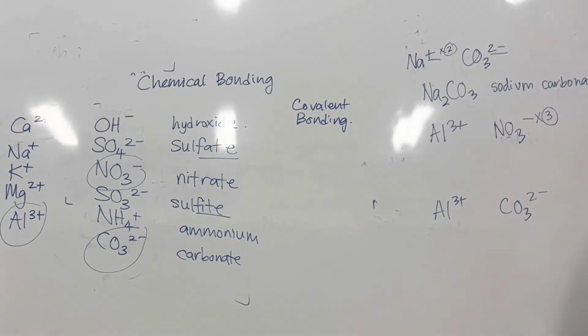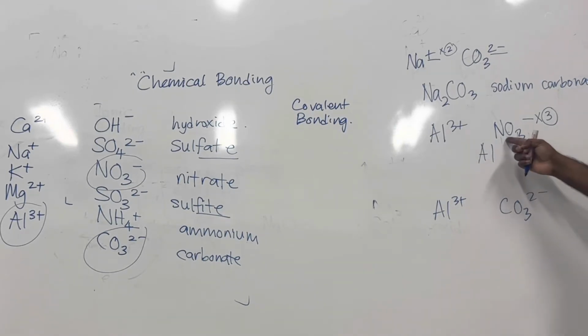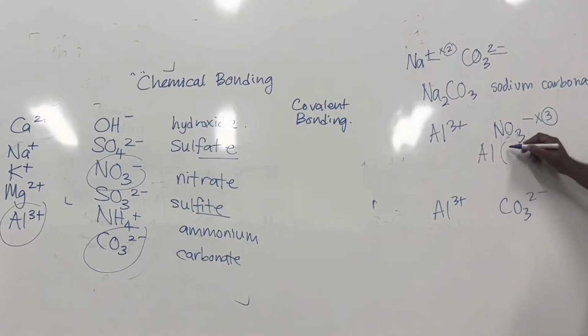Circle this. Al, this is more than one element, so bracket NO3 bracket 3. What is the name? Aluminium nitrate.